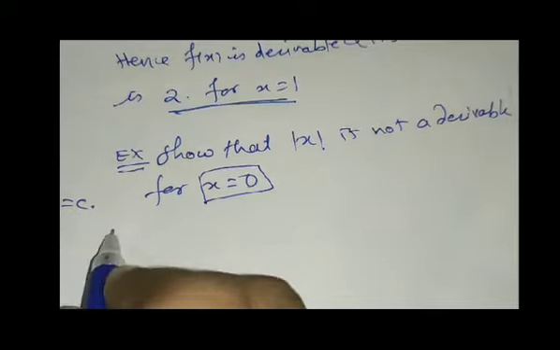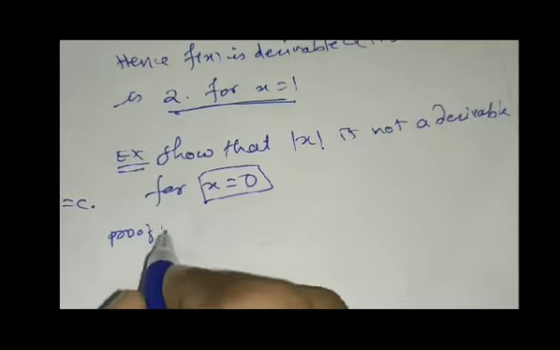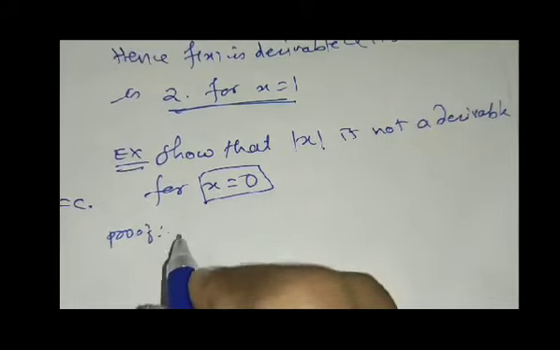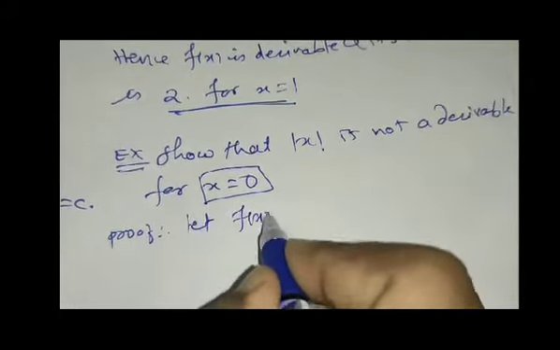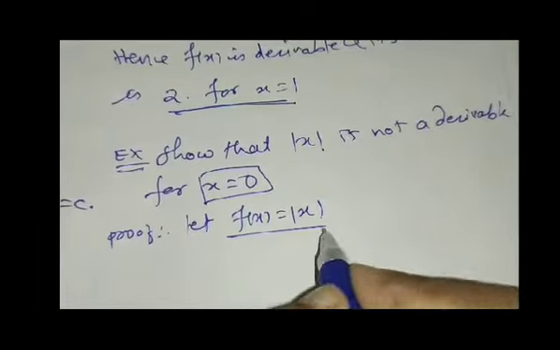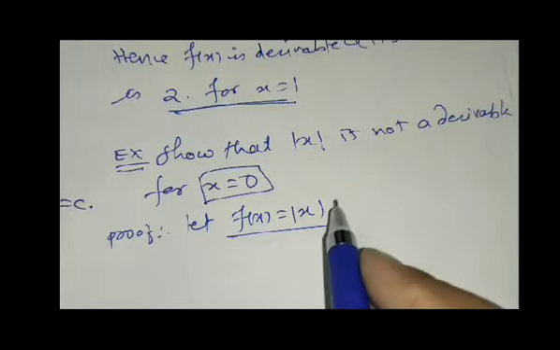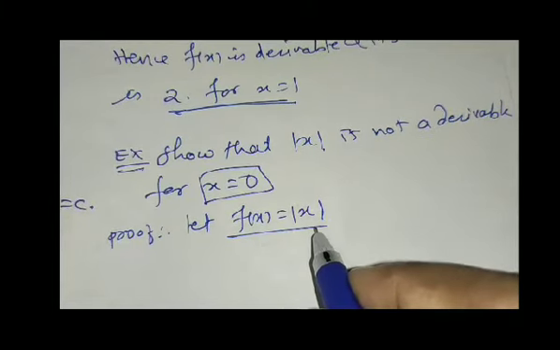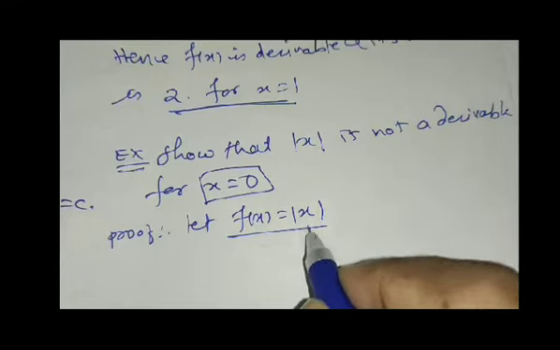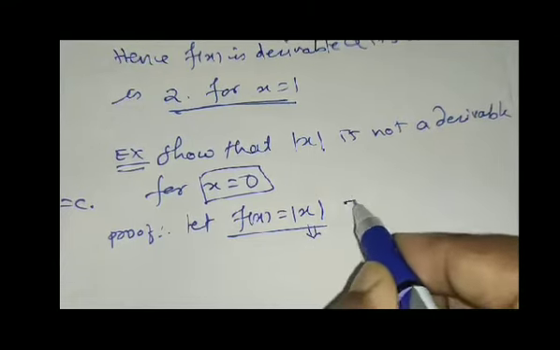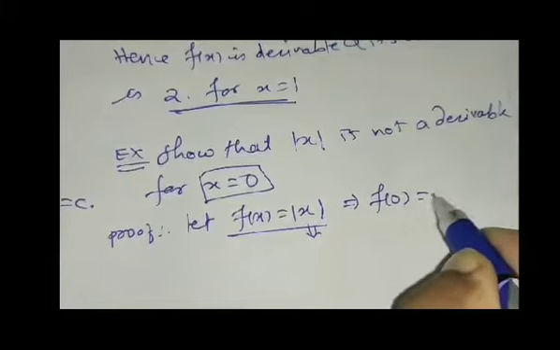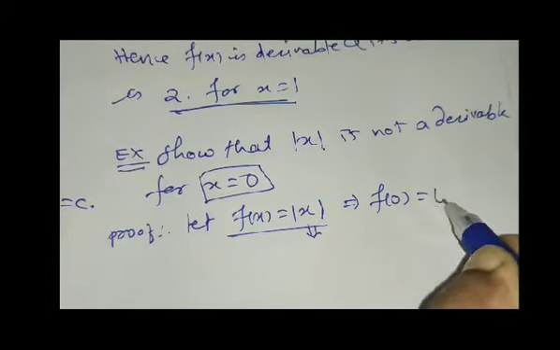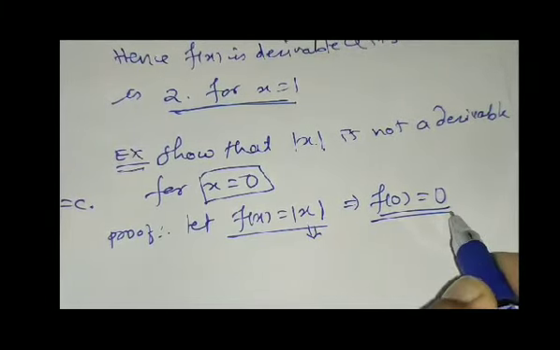So we start the proof. Let f of x is equal to mod x. This is our given function. So we know that either x is positive or negative, doesn't matter. We get f of 0 is 0. Definitely f of 0 is equal to 0.